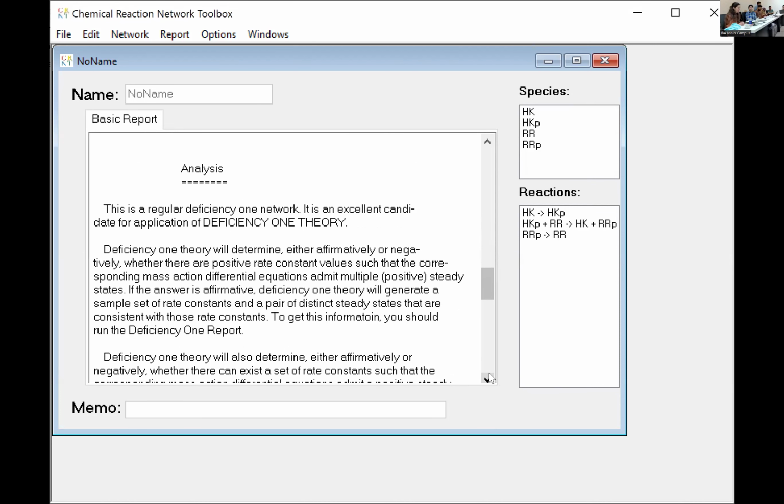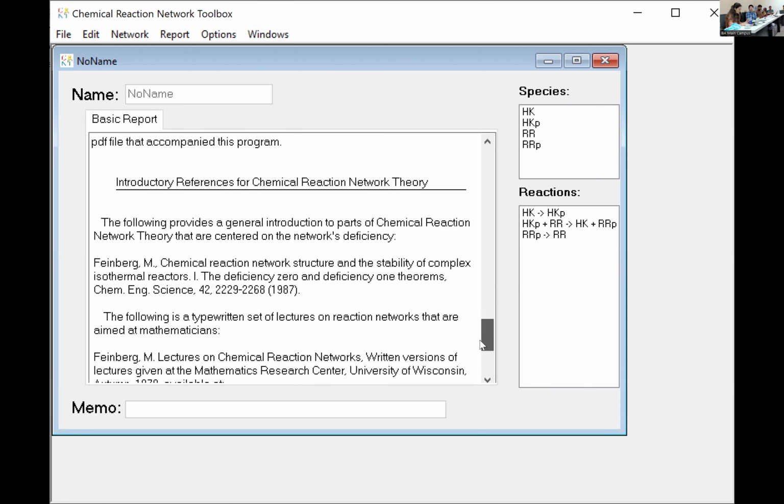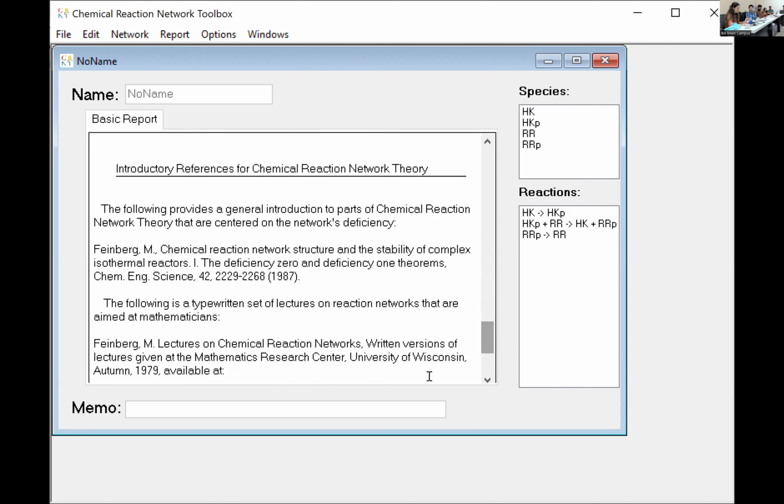And then it gives me a short analysis. So it says as it has deficiency 1, then it is a candidate to apply deficiency 1 theory. I didn't talk about deficiency 1 theory. I talk about deficiency 0 theory. But there are also theorems for deficiency 1 networks. And then it explains to me what this theory says. And the best thing, it gives references. So this tool can show you some of the things that can already be computed for reaction networks, depending on some features of the network, and can lead you to some references if you want to learn more. So now if you want to learn about deficiency 1, you can go to these references.